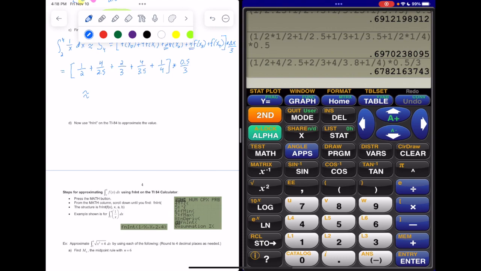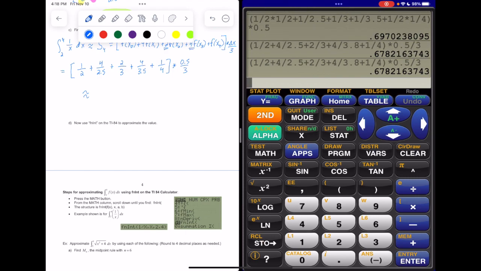0.6782. I think I made a mistake on the 1/2, 4 over 2, and then 4 over 2.5, 2 over 3, 4 over 3.8 I did. So second enter, pull that back up. Got to get in there and edit that. Second enter. This one right here should have been a 5. There we go. So 0.6933.